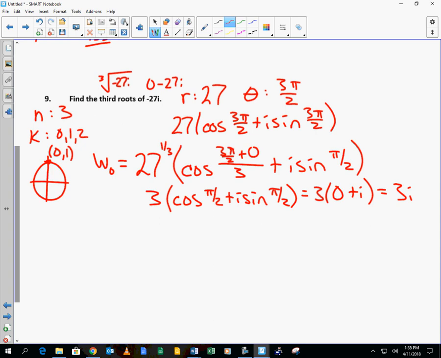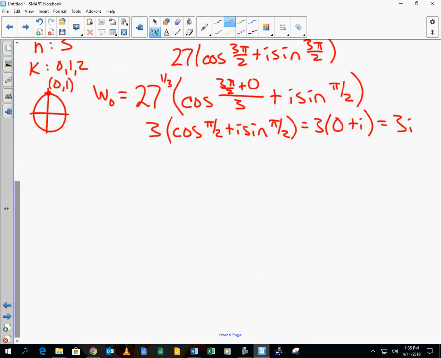Now if you think about the original problem, what's 3I times 3I? Negative 9. What's negative 9 times 3I? Negative 27I. So that's the one that could appear a little bit obvious. But how many more solutions do we have? We have 2 more solutions. So what do we write down now? W sub 1. What is going to be the front term?